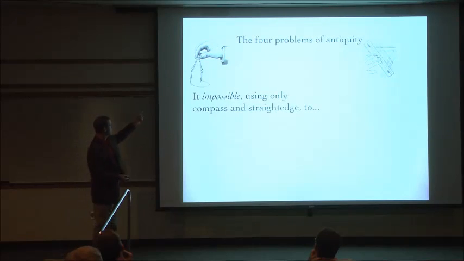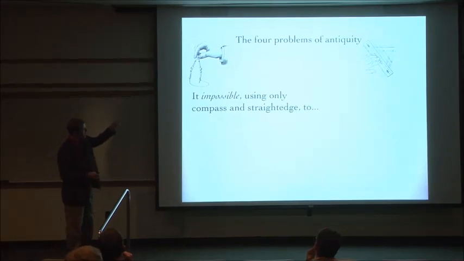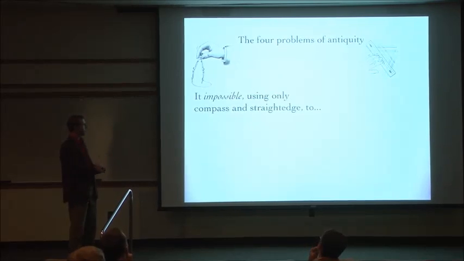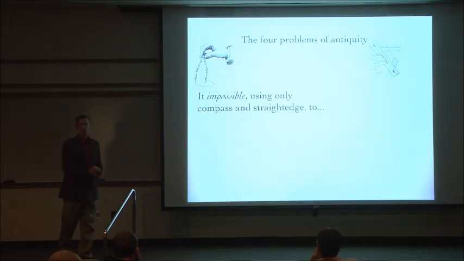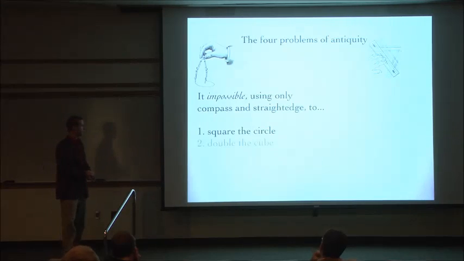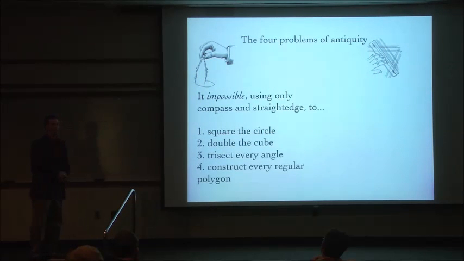So these are things you can do with an ordinary compass like this. I say ruler, but really it means straight edge. That's actually not a straight edge because it has marks on it. So something that you can use to draw straight lines. And so the theorems are that it's impossible, using only a compass and straight edge, to square the circle, double the cube, trisect every angle, and construct every regular polygon.